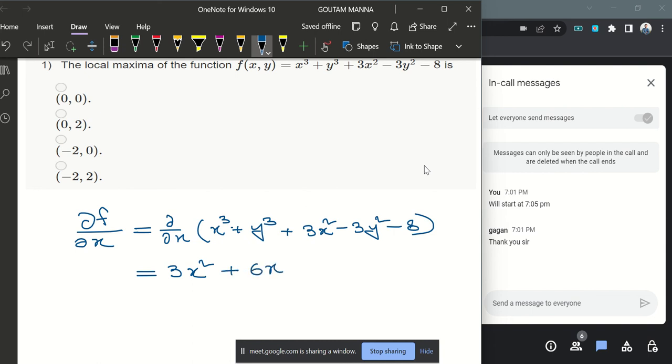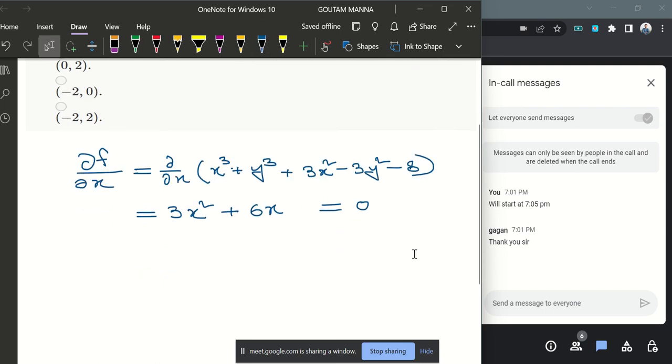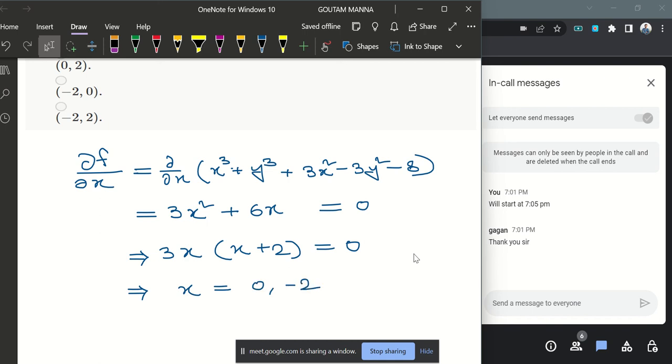Now for a critical point, the value of del f del x will be 0, and it basically says x can take two values. So you can write it as 3x times x plus 2 equals 0, and it says x can take two values, which are 0 and minus 2.